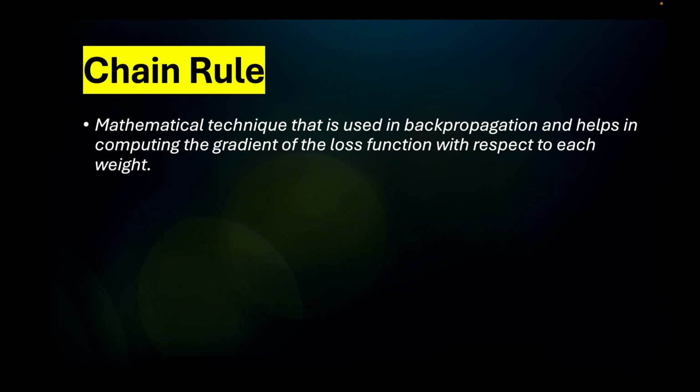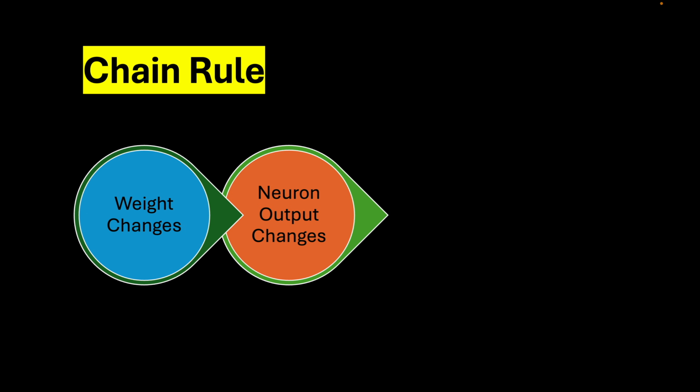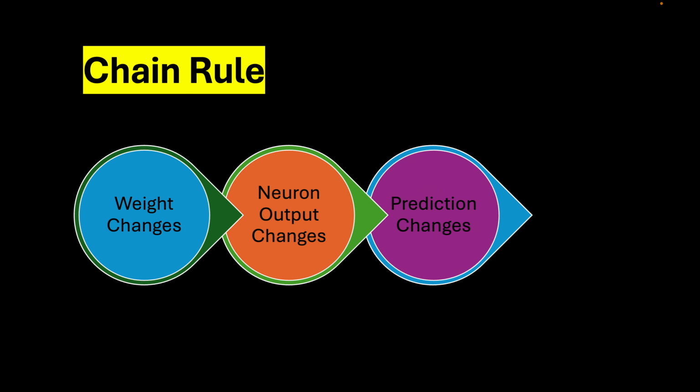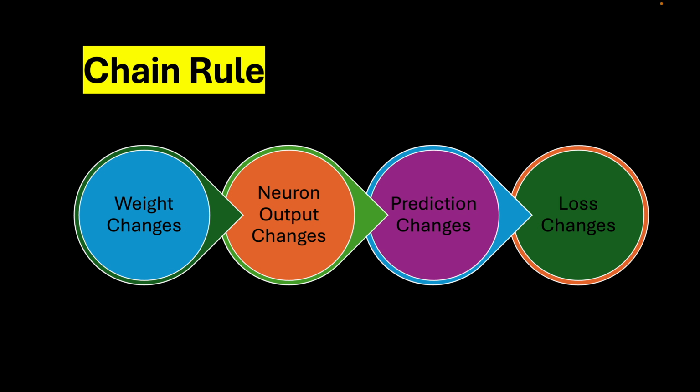Another step is chain rule. Chain rule is a mathematical technique that is used in backpropagation. The chain rule helps in computing the gradient of the loss function with respect to each weight. Hence, chain rule helps us to find how a small change in a weight affects the final loss. For example, if the weight changes, the neuron's output also changes, so the prediction will also change, and thus the loss also changes. Therefore, chain rule connects all these parameters together.